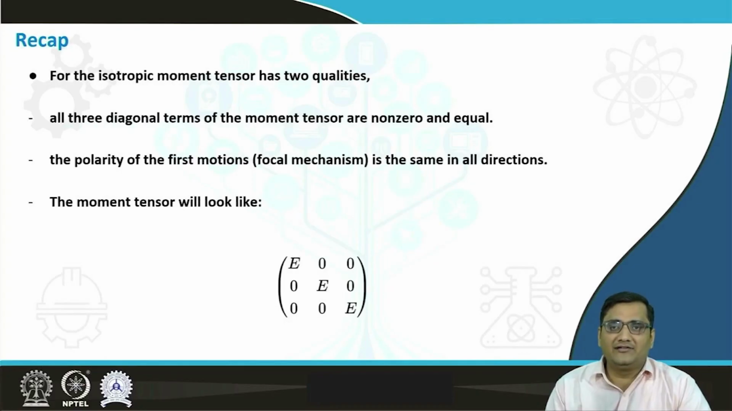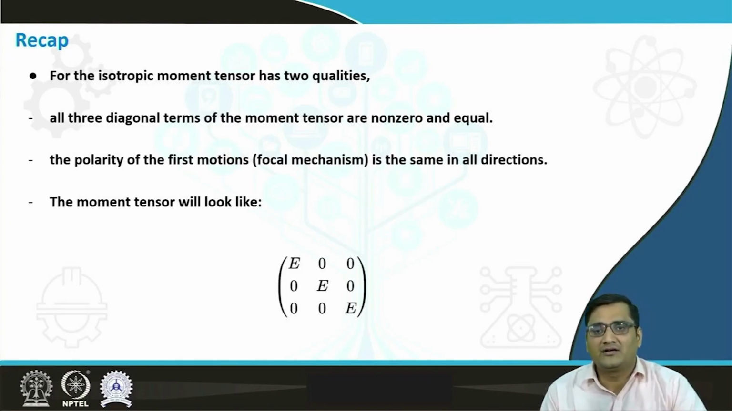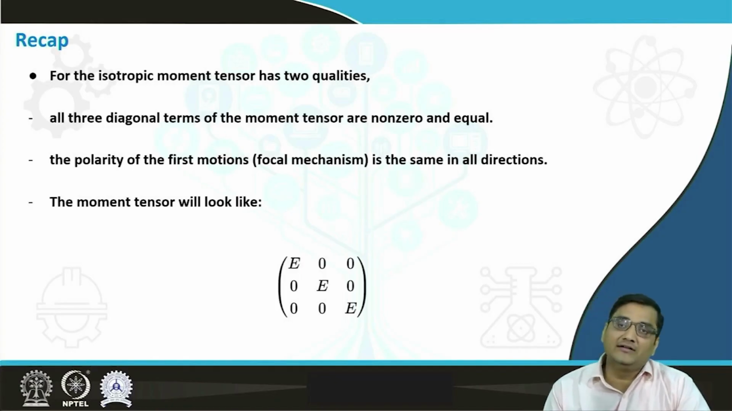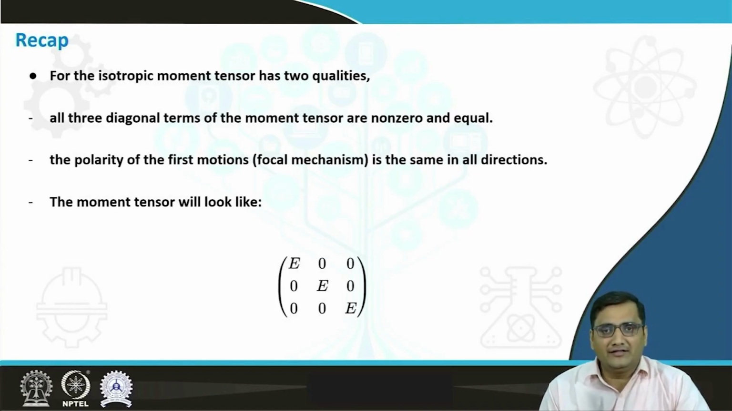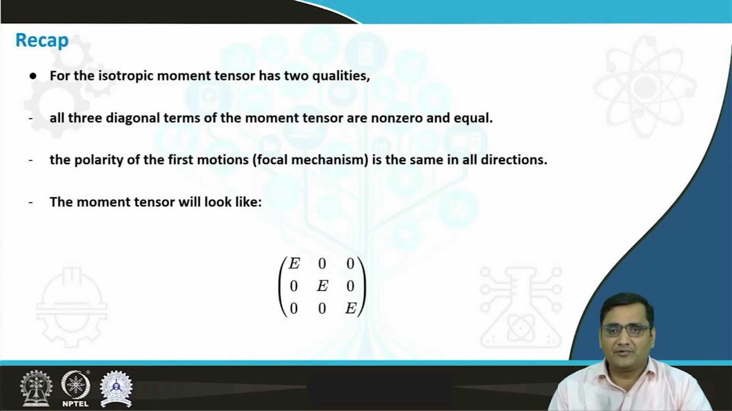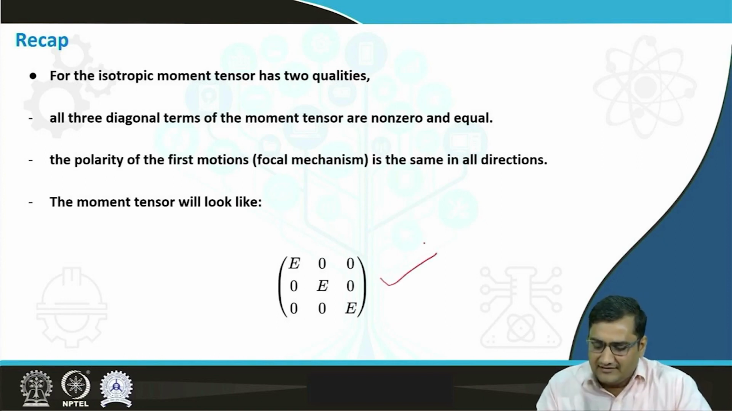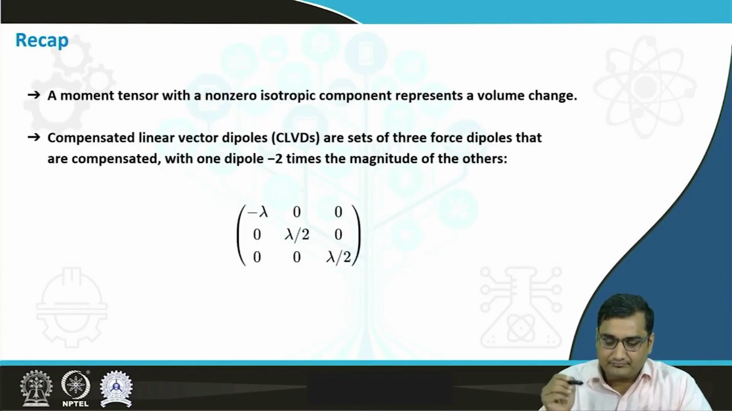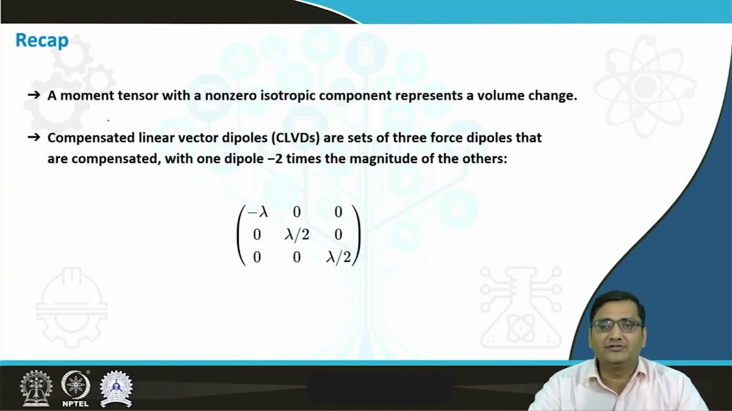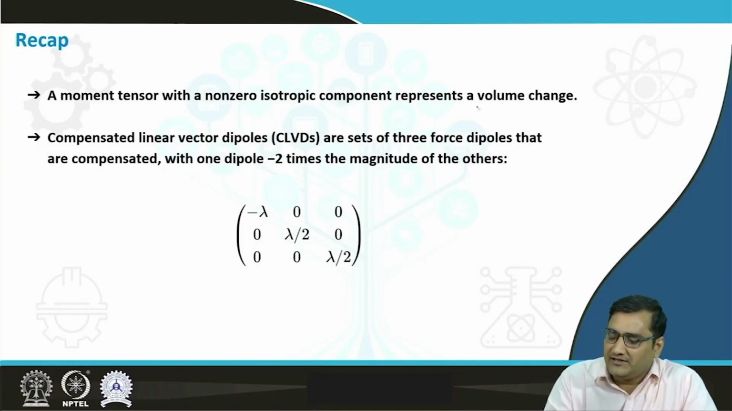We also learnt about the isotropic moment tensor, and it has two qualities. All the diagonal terms of the isotropic moment tensor are non-zero and equal, which further means that the polarity of the first motion is the same in all directions, similar to an explosion and an implosion. An example of an isotropic moment tensor can be seen something like this, where you can see the diagonal elements are all non-zero and equal to each other. A moment tensor with a non-zero isotropic component represents a volume change.